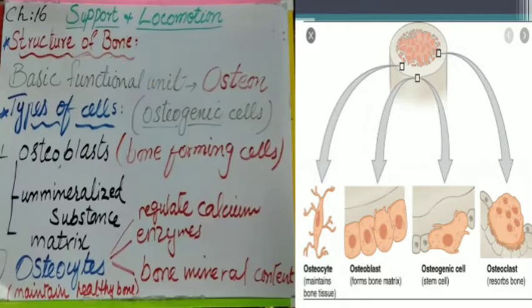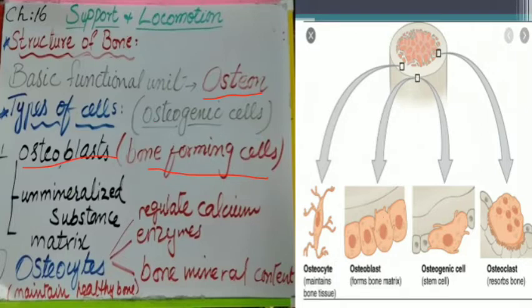So the basic functional unit of bone is called osteon. Actually, osteons are the cells by which the bone is formed. But there are certain types of cells which are present in the bone, and those cells are almost 4 in number. So we'll discuss one by one. First of all, we can see here there are osteoblasts. Osteoblasts are actually bone forming cells, or we can say osteogenic cells.